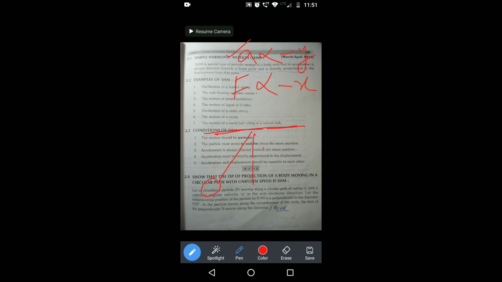If it is the mean position, the acceleration depends upon velocity: acceleration equals velocity by time. If the velocity of the body decreases, automatically acceleration also decreases. Suppose it is A, and this is B. Acceleration gradually decreases. If the acceleration gradually decreases, the amplitude also gradually decreases.